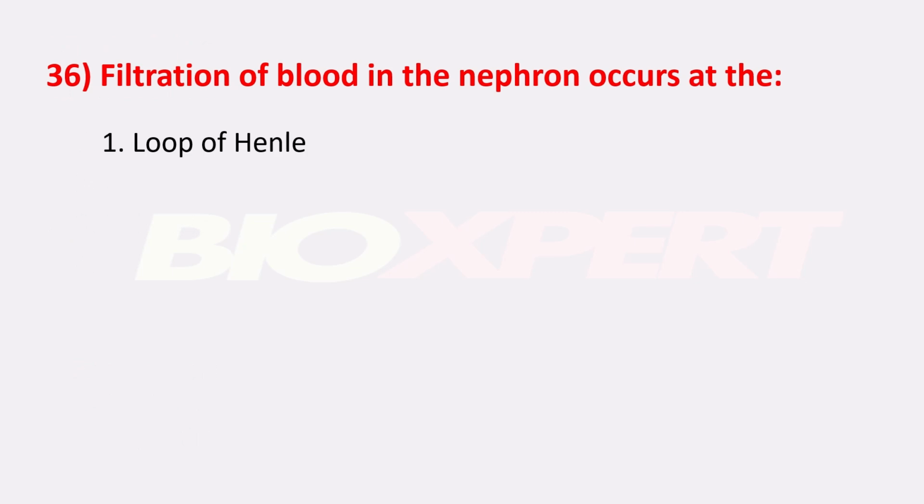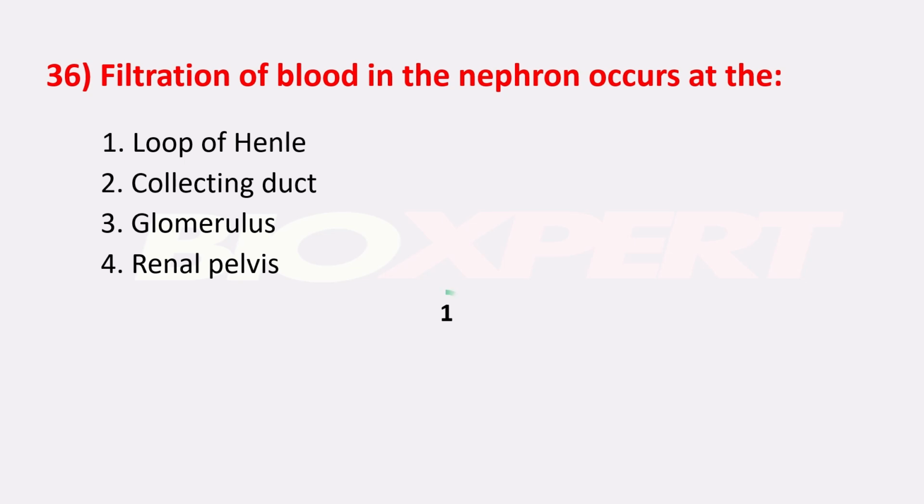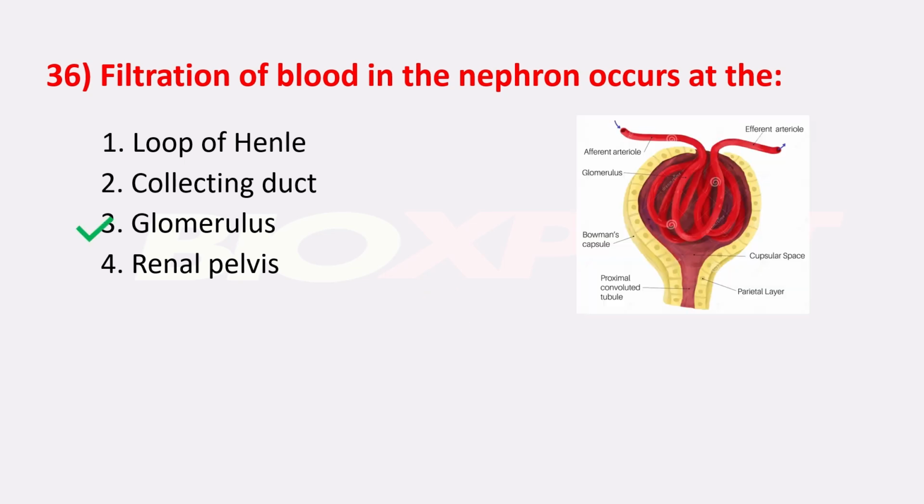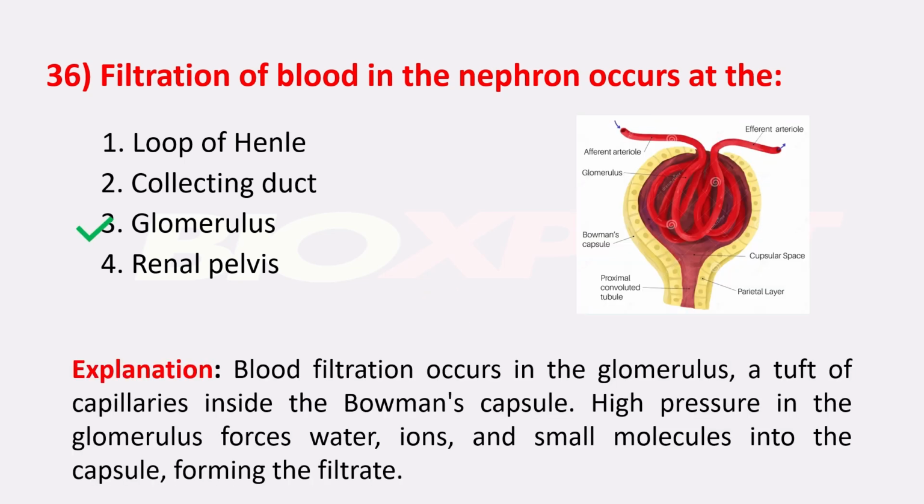Filtration of blood in the nephron occurs at the glomerulus. Blood filtration occurs in the glomerulus, a tuft of capillaries inside the Bowman's capsule. High pressure in the glomerulus forces water, ions, and small molecules into the capsule, forming the filtrate.